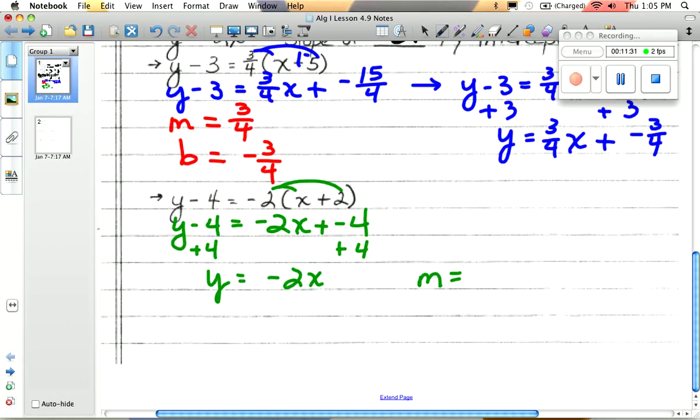Your y equals negative 2x, yes, or negative 2x plus 0. Right? Okay. So m equals negative 2, b equals 0.